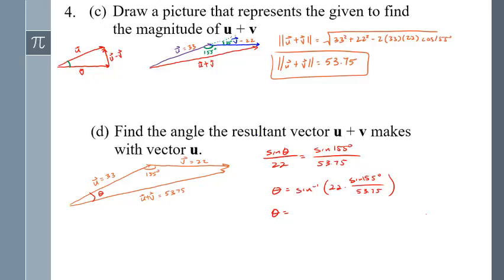So theta gives me 9.96, which I'm going to round up to 10 degrees.